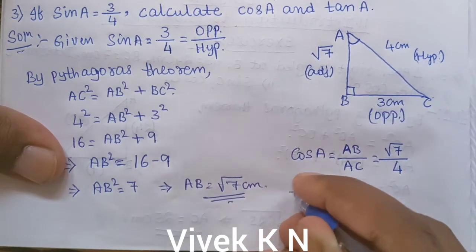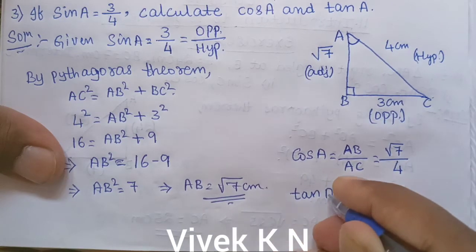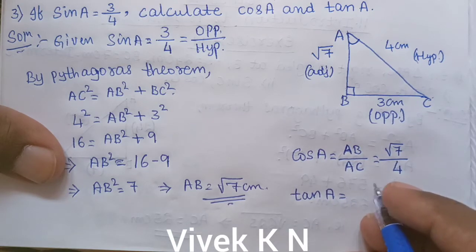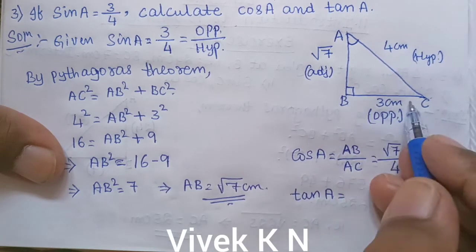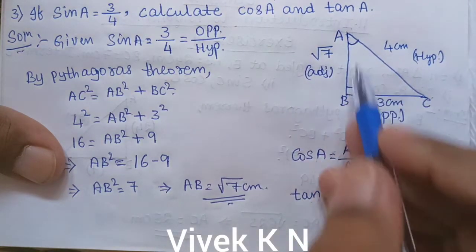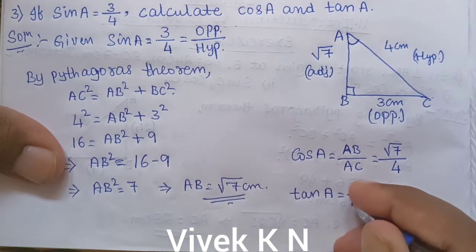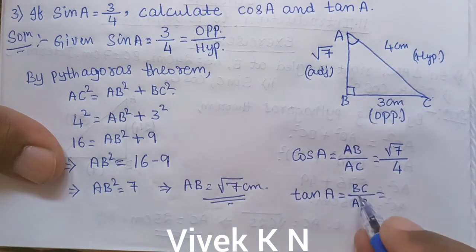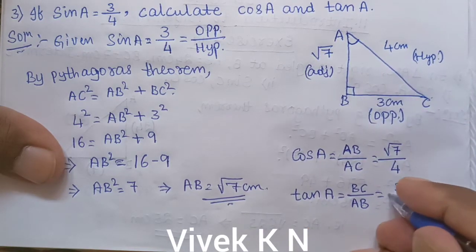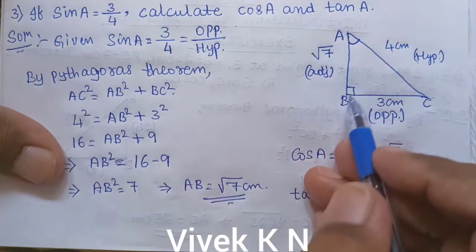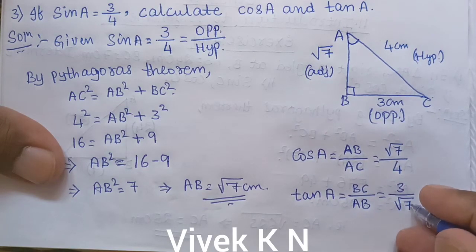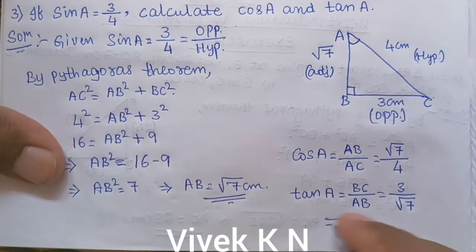Then we have to find out the value of tan A. The definition of tan A is opposite by adjacent. The opposite side is BC and the adjacent side is AB. So the value of BC is 3 centimeter, divided by the value of AB, which is root 7. So 3 by root 7 is the value of tan A. So this is the answer.